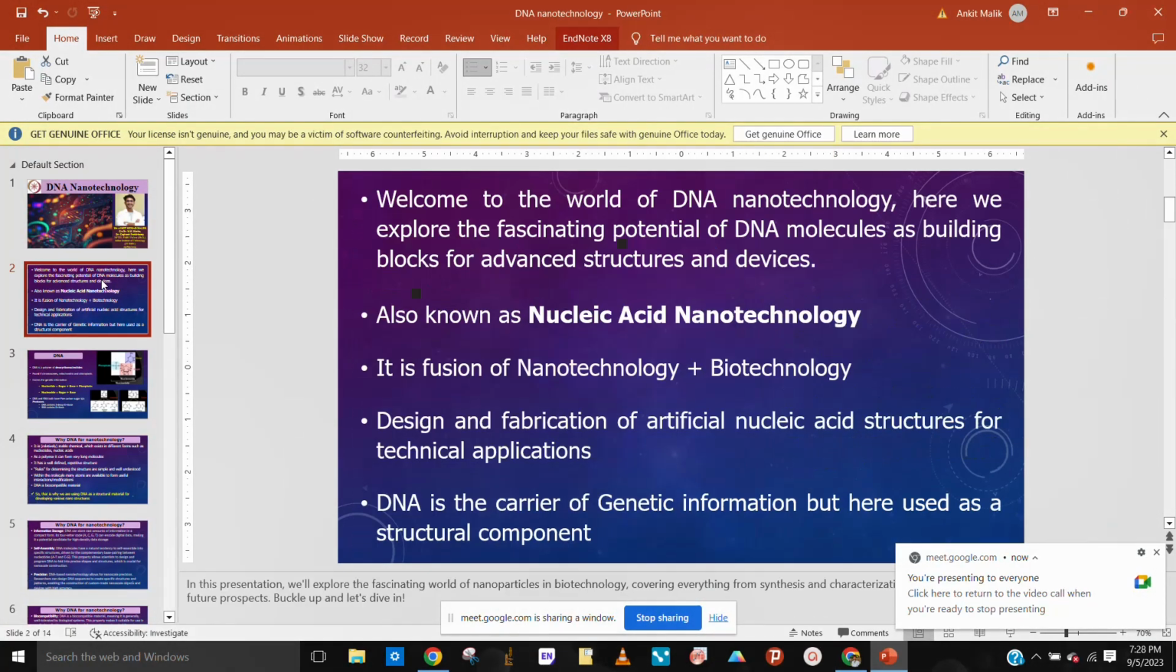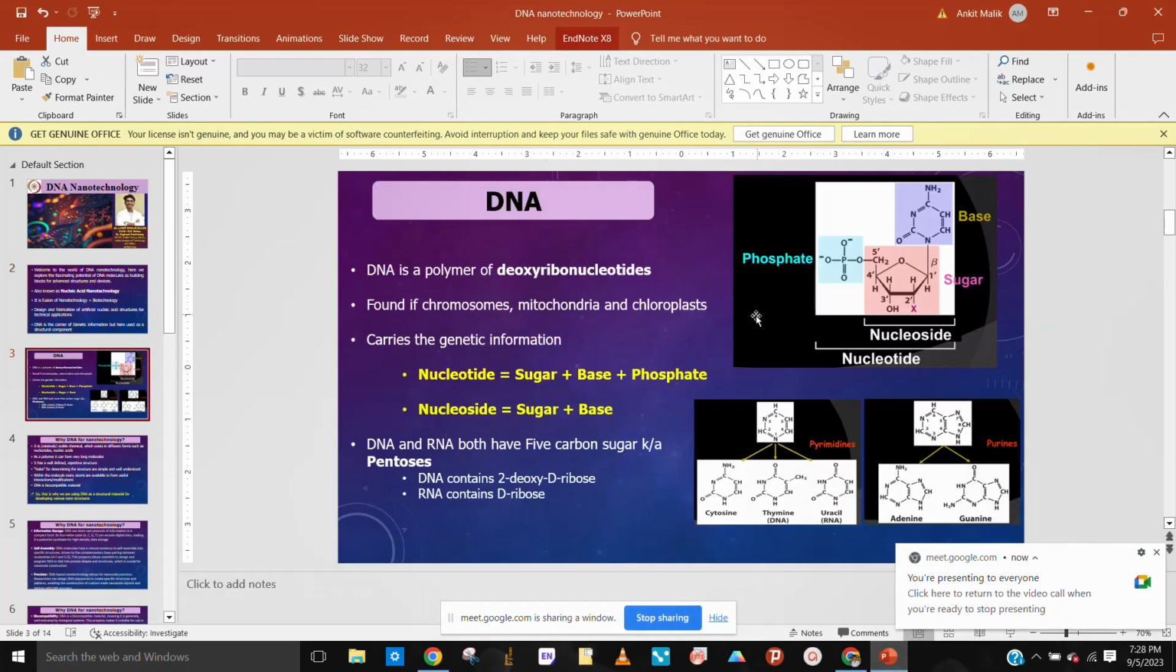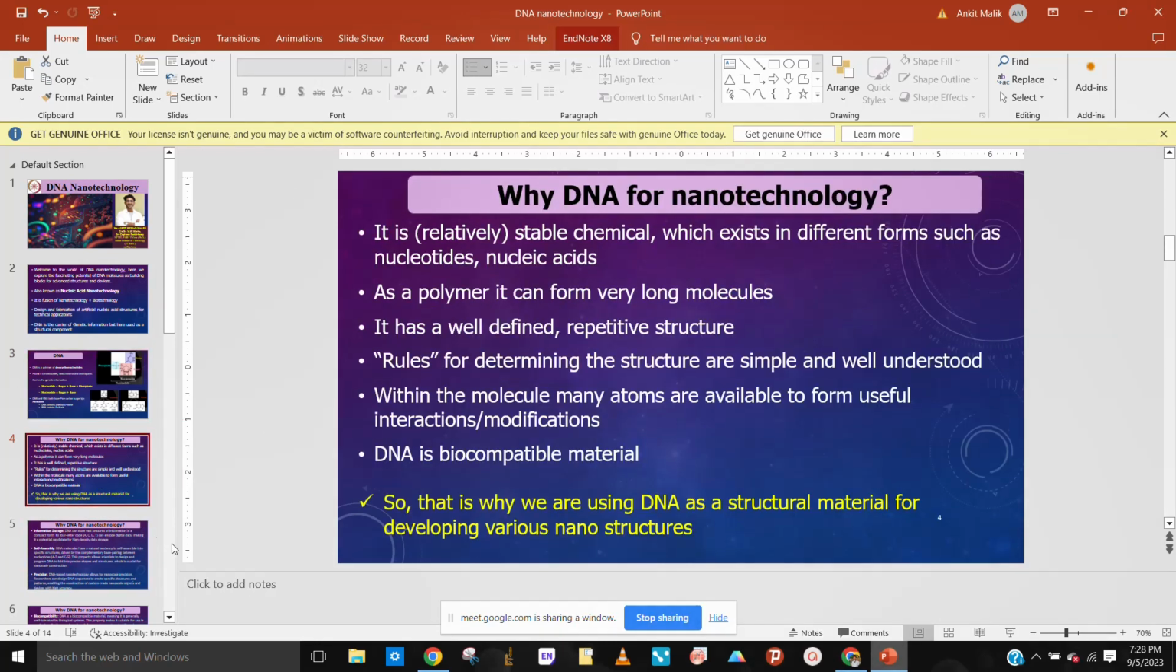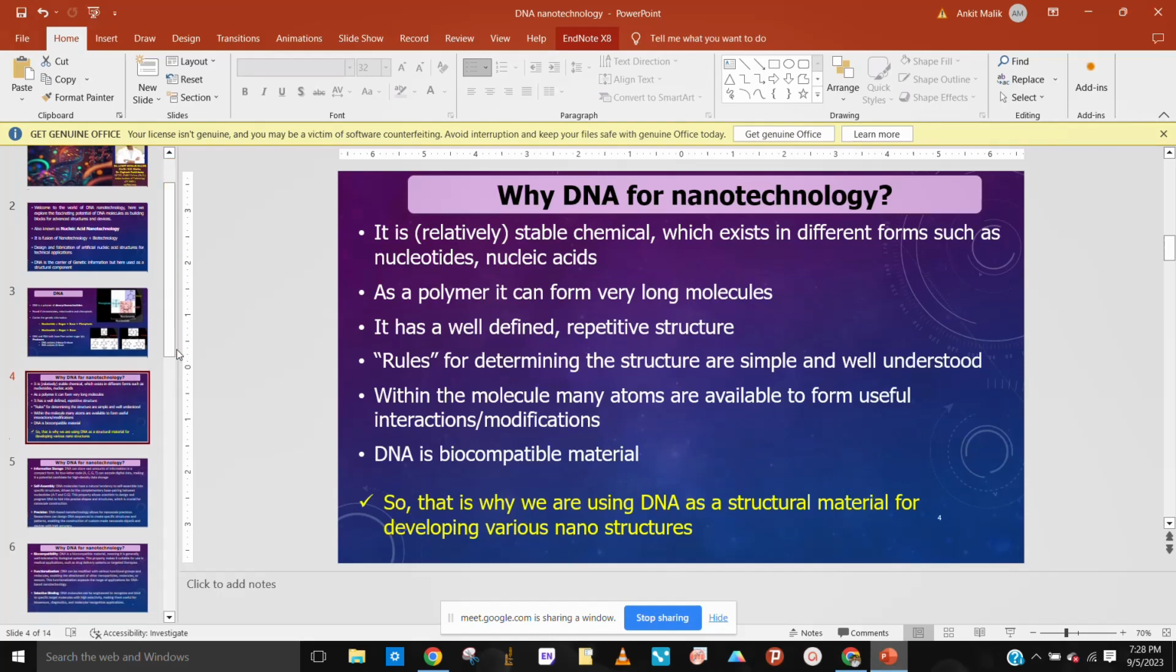So in this presentation, we have covered the use of DNA in nanotechnology. This DNA nanotechnology is also called nucleic acid nanotechnology. Basically, it's a fusion of nanotechnology and biotechnology. This is some basic information on DNA: nucleotides, nucleosides, pyrimidines and purines. Then we covered the reason why we use DNA in nanotechnology.